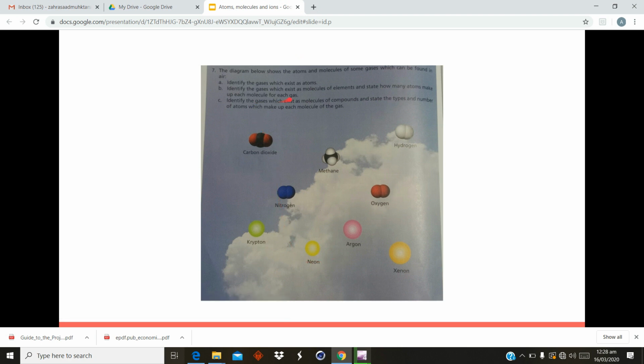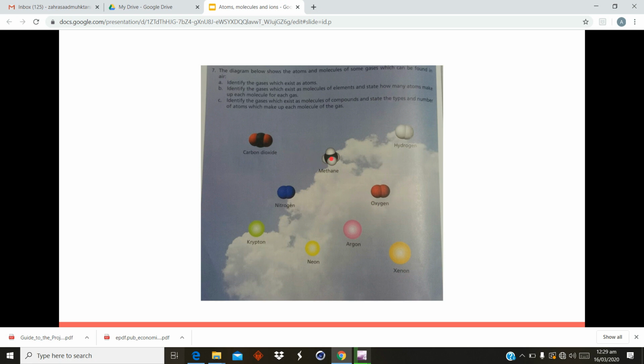Then we have, identify the gases which exist as molecules of elements and state how many atoms make up each. For a molecule of an element, we need to have the same type of atoms, so nitrogen, oxygen, and hydrogen. Identify the gases which exist as molecules of compounds and state the types and the number of atoms. So carbon dioxide has carbon and 2 oxygen atoms, so 2 types, and the carbon is going to come once, whereas oxygen is going to come twice.